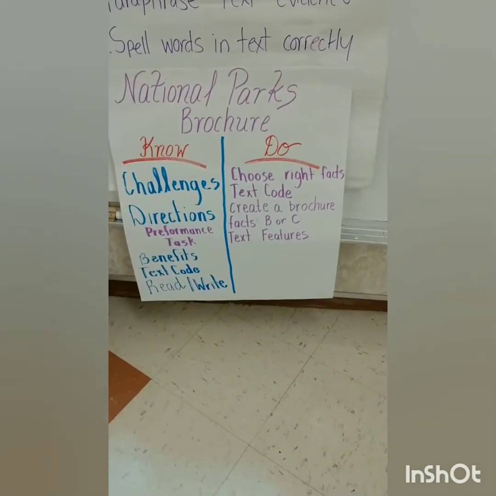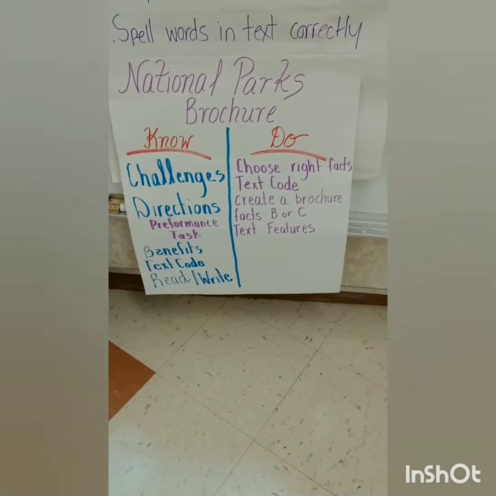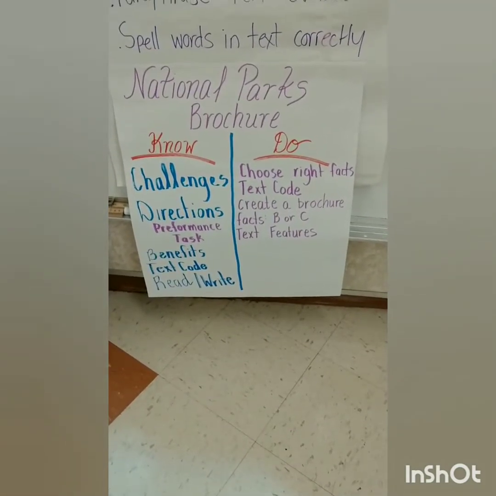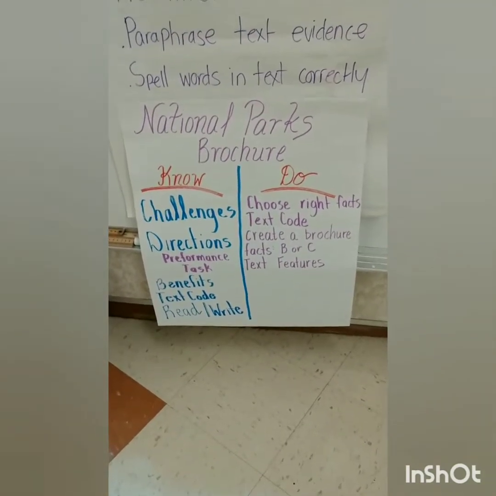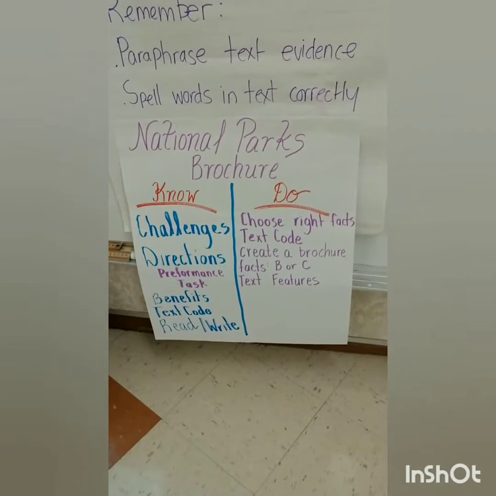We need to text code. We need to create the brochure. We need to indicate whether it's a benefit or a challenge. And we need to make sure that we do put text features in our writing.